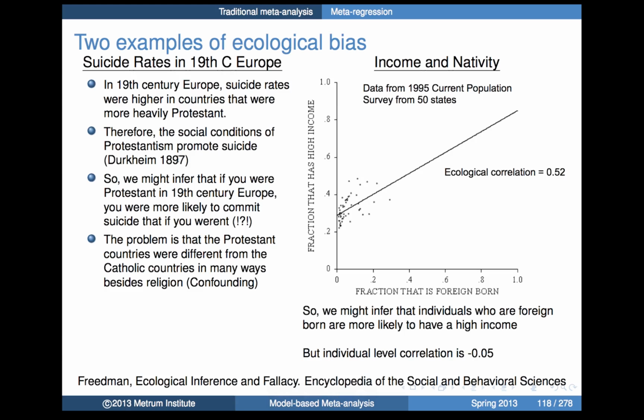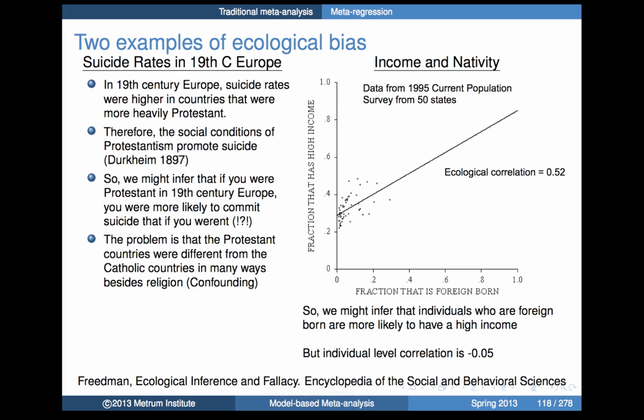Based on that, if you were to interpret it at the individual level, you might infer that if you're a Protestant in 19th century Europe, you're more likely to commit suicide than if you were not. But that would be the ecological fallacy, because they were trying to infer an individual's likelihood of committing suicide from an analysis done at the aggregate level. The problem is that there are other ways that Protestant countries differed from the primarily Catholic countries other than religion. So there are confounding effects in that analysis that aren't controlled for, and with aggregate level data it becomes almost impossible to completely control for confounding effects happening at the individual level.